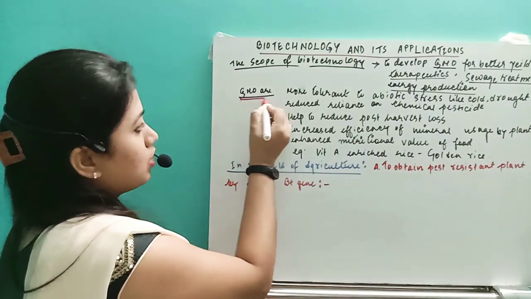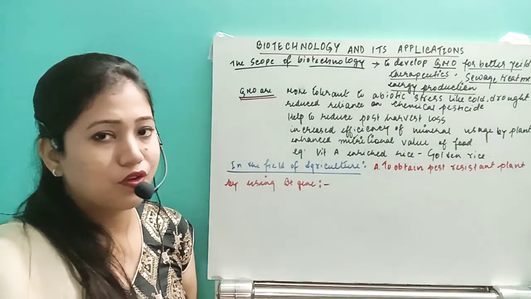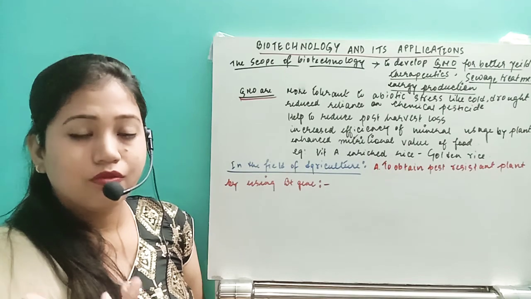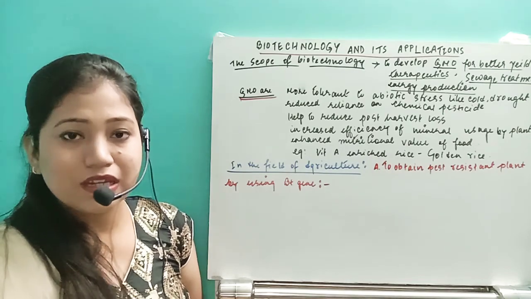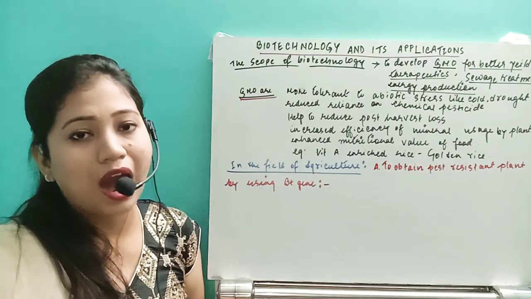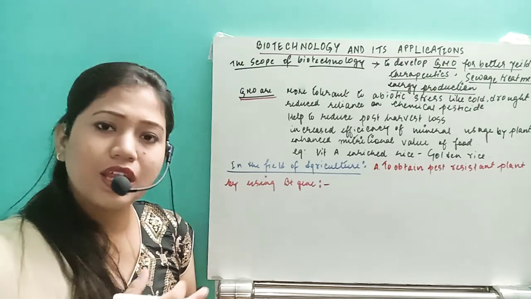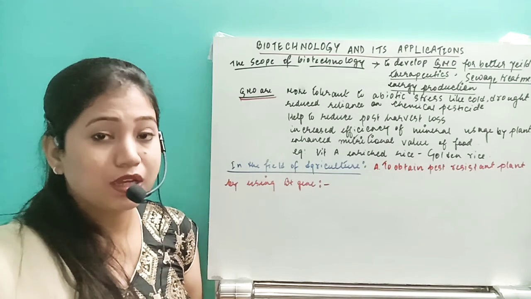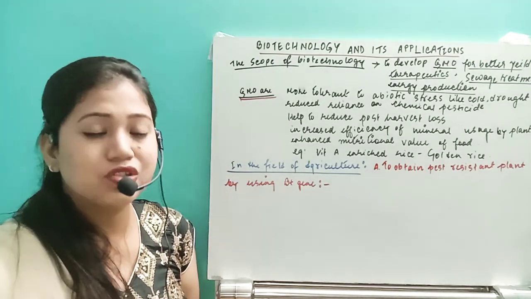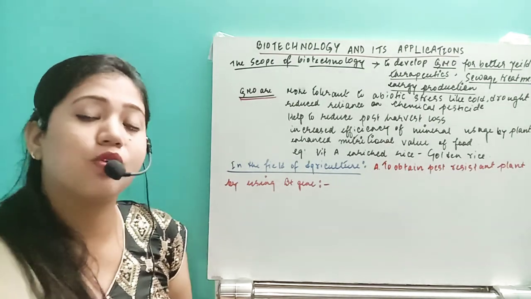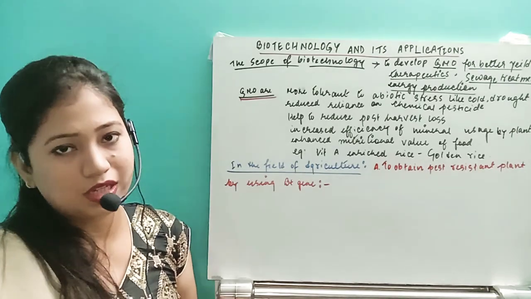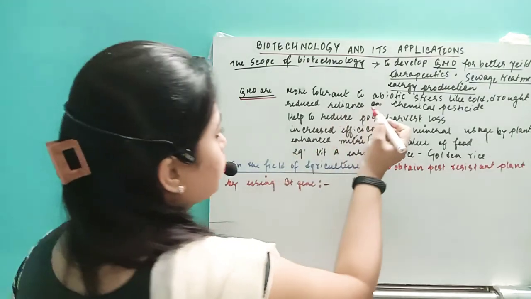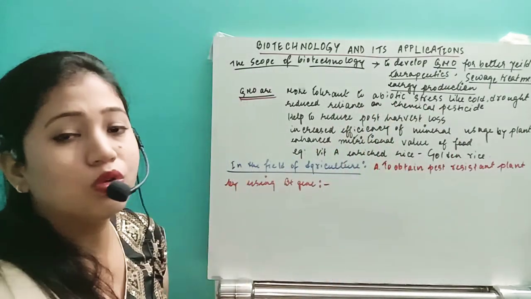GMO stands for genetically modified organisms. Suppose in E. coli, if we have inserted the rDNA, recombinant DNA, then that bacteria or host will also be a genetically modified organism, because we have changed the genetic makeup of that organism. GMOs are more tolerant to abiotic stresses like cold and drought.